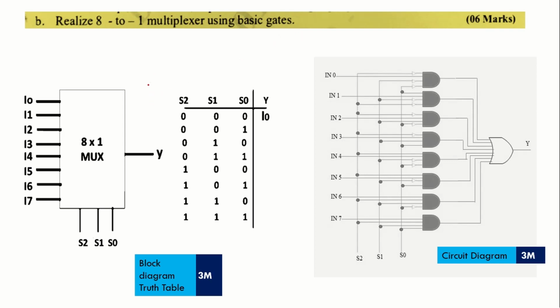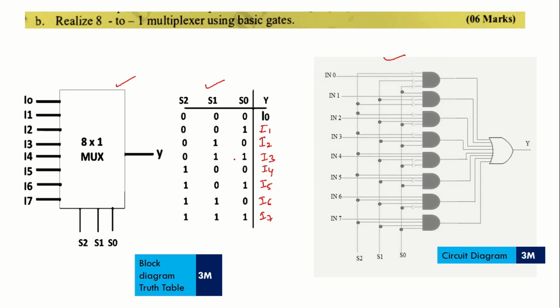Next one is realization of 8:1 multiplexer using basic gates. Again, coming to this question, you need to write the block diagram, then truth table, then circuit. Here also, you need to fill this truth table. 0 0 0 is the select line, I0 will be selected. Here it is I1, similarly I2 will be selected, I3, I4, I5, I6 and I7.